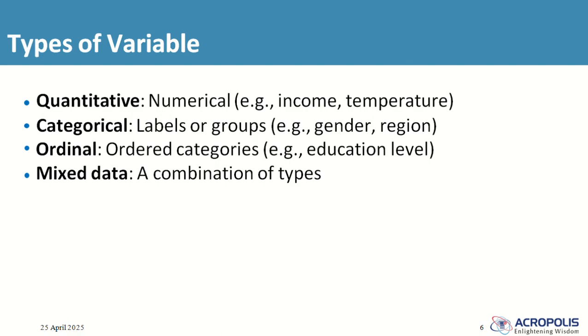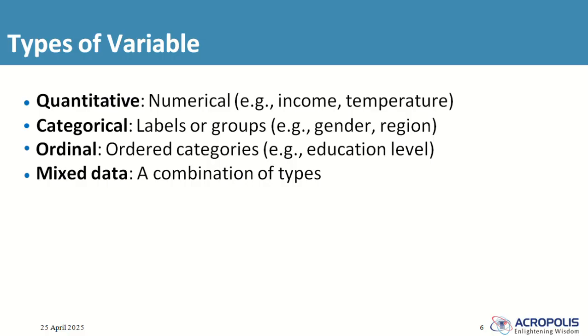Another type is ordinal variables. Ordinal variables are actually categorical variables with an inherent order. For example, educational level: high school, bachelor's, master's. Customer satisfaction, meaning low to high, etc. An important point is that while they have an order, the intervals between categories are not uniform.